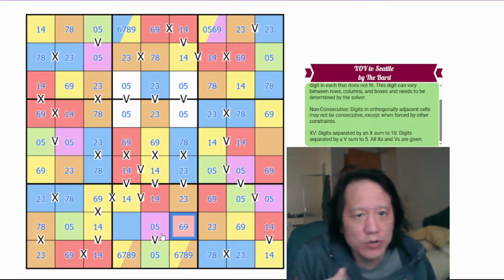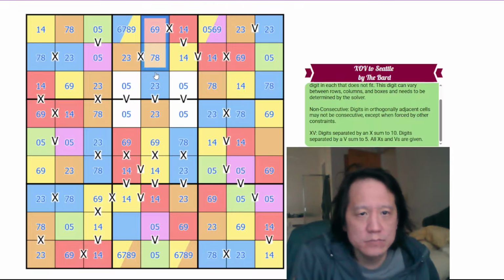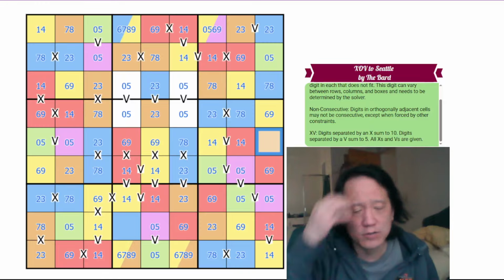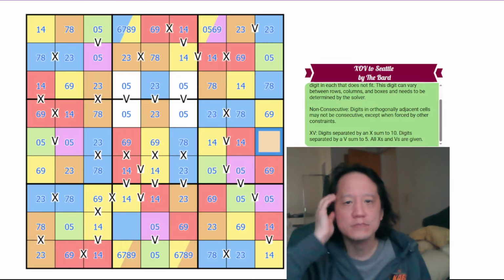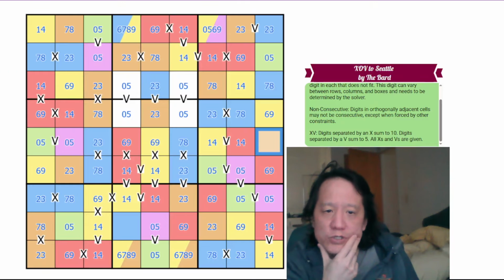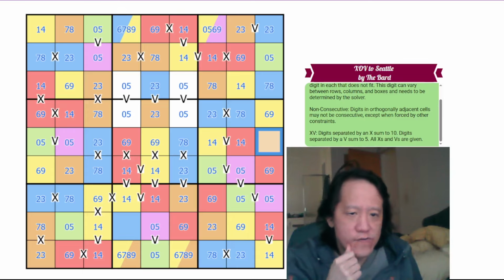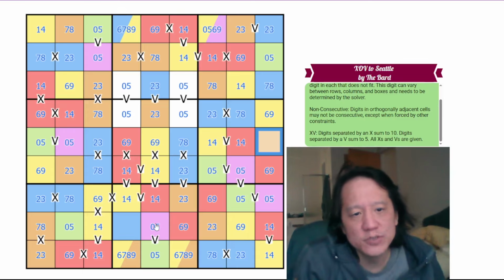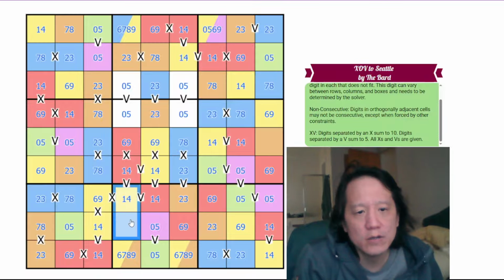Okay. Orange is next to red. So orange and red are not consecutive. Okay, so this could be either one then here. Orange or red are consecutive. Blue and yellow are not consecutive. Oh, interesting. So blue, yeah. That's fine.